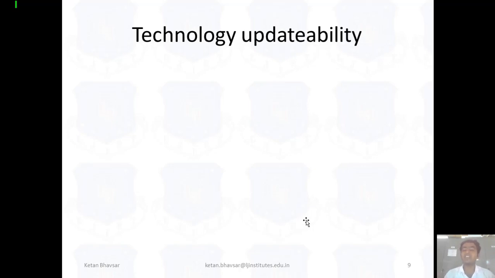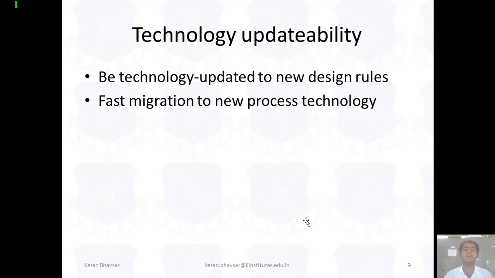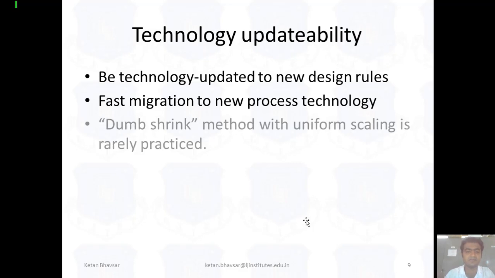Then technology updateability. Be able to update the technology to new design rules. Definitely you have to allow for a new design rule as per the requirement. Fast migration to the new process technology. Let me give you one example. If you purchase your smartphone when Android 9 is going on in the market, and after a few days Android 10 is launched, then definitely your gadget and its components should support at least 2 to 3 different generation technologies, else the device will not work in the market for long, or we can say it will not succeed in the market.